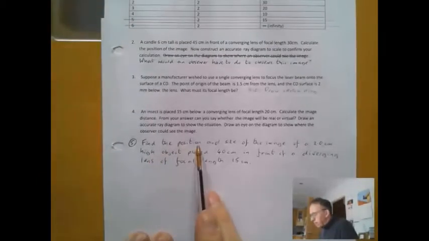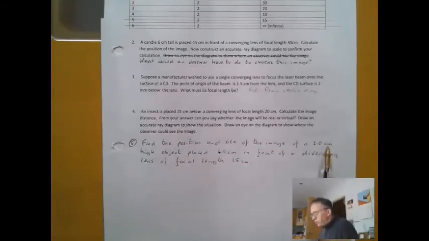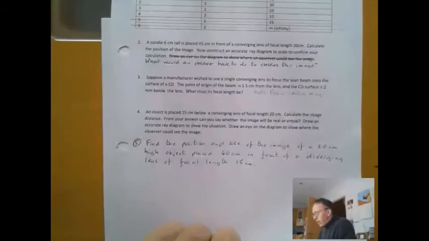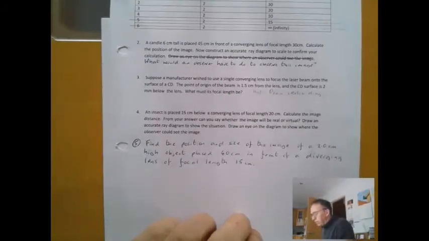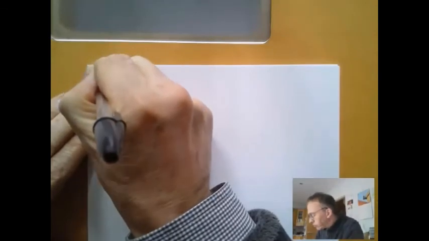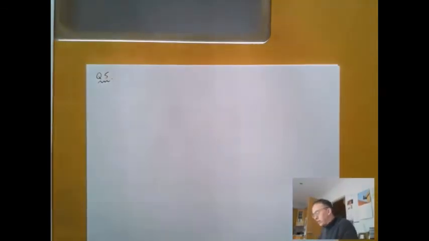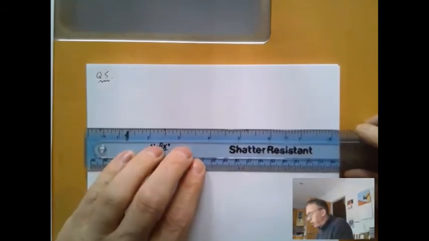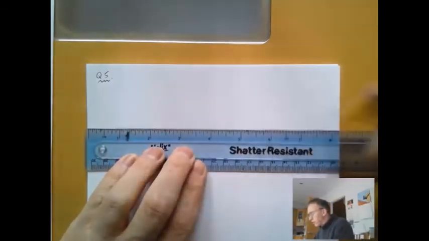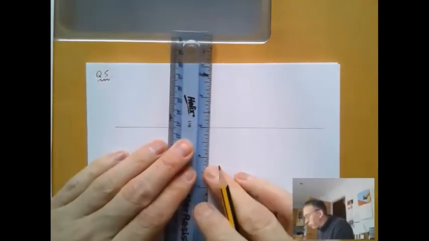Now, the last one, question 5. So we're going to do this one in real time. Find the position and size of the image of a 2 centimeter high object placed 40 centimeters in front of a diverging lens of focal length 15 centimeters. Now, notice that this time we're going to deal with a diverging lens. So, let's use the same technique as before. That is, we'll do a little sketch first to get a feel for what's going on, and then we'll run the calculation and see what the lens equation will give us.